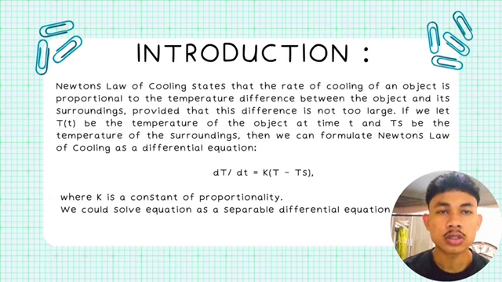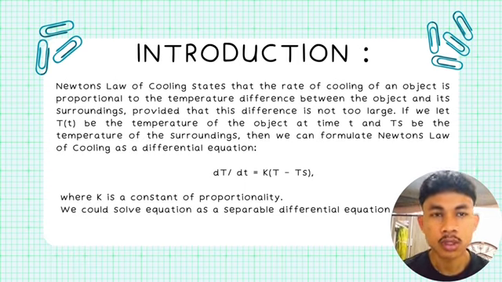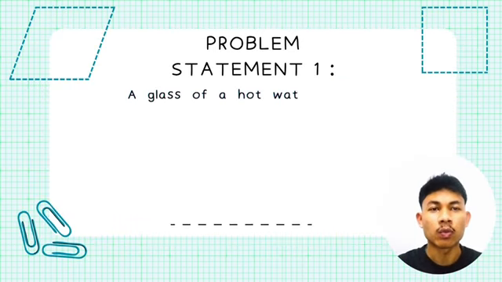Newton's law of cooling states that the rate of cooling of an object is proportional to the temperature difference between the object and its surroundings, provided that this difference is not too large. If we let T be the temperature of the object at time t and Ts be the temperature of the surroundings, then we can formulate Newton's law of cooling as a differential equation below, as you can see on the slide. So let's go to problem statement 1.